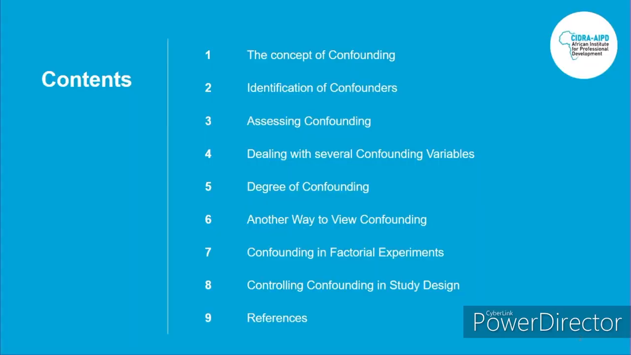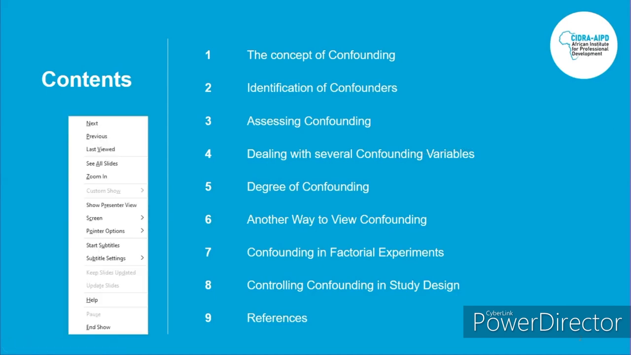Before that, let me tell you the things we are going to cover today. We are going to talk about the basic concept of confounding, the ways we can identify confounders and assess them, dealing with several confounding variables, degree of confounding, and other ways we can view confounding. We'll also cover confounding in factorial experiments and how to control confounding in study design. So let us get started with it.